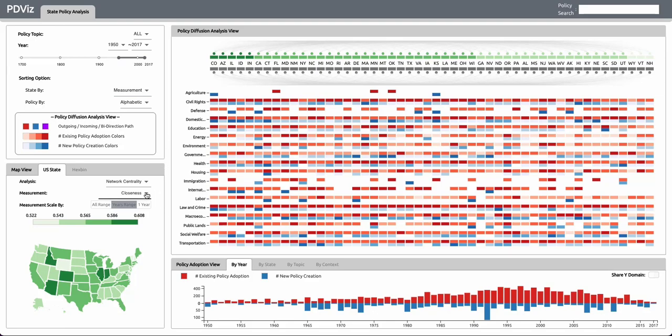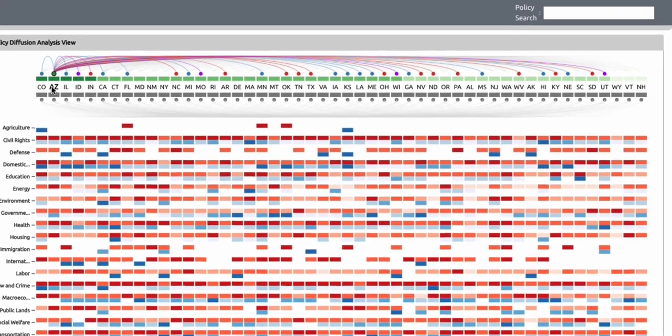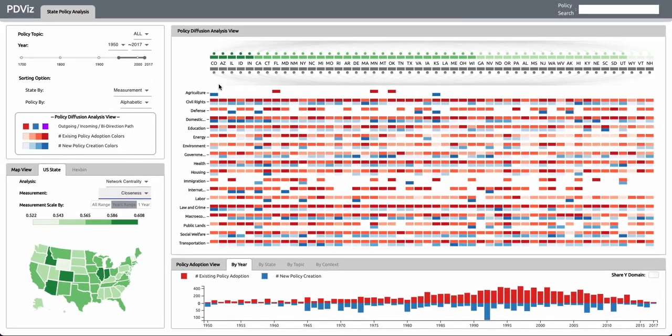By changing the analysis measurements, we can analyze the state's impact on the policy diffusion network. Closeness shows how impactful a state's role is as a policy leader in disseminating policies across states. We can find that Colorado, Arizona, Illinois, Idaho, and Indiana are the quickest influencers in the policy diffusion network.